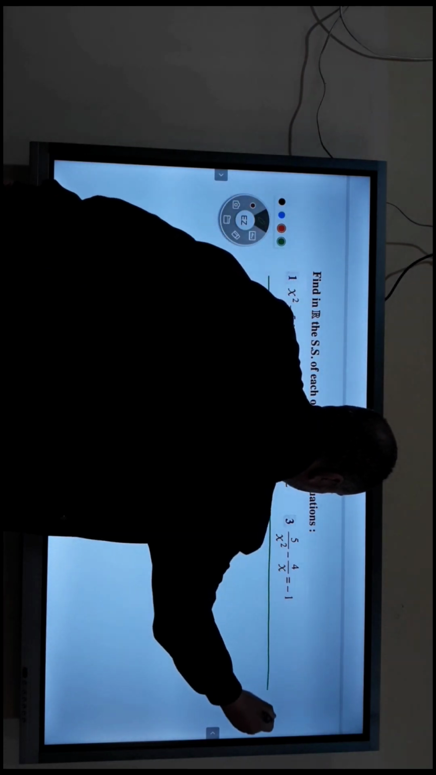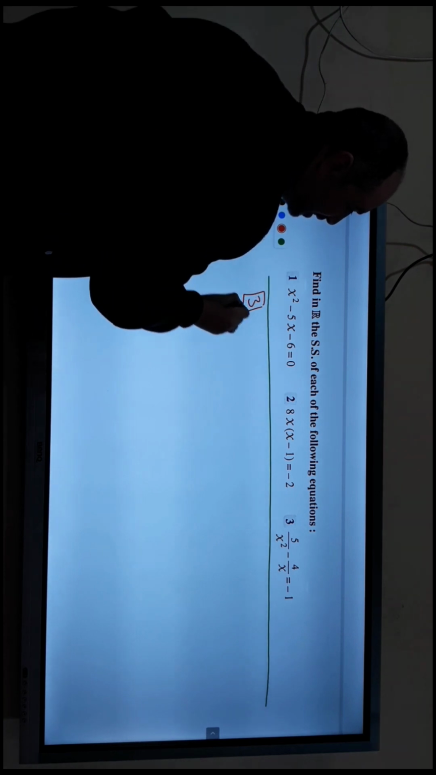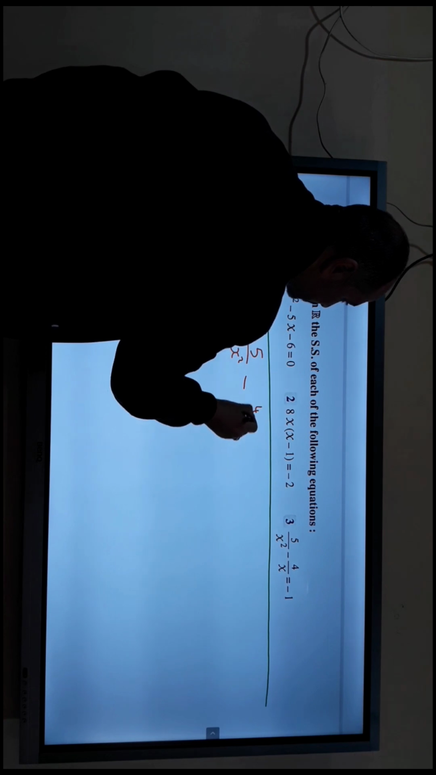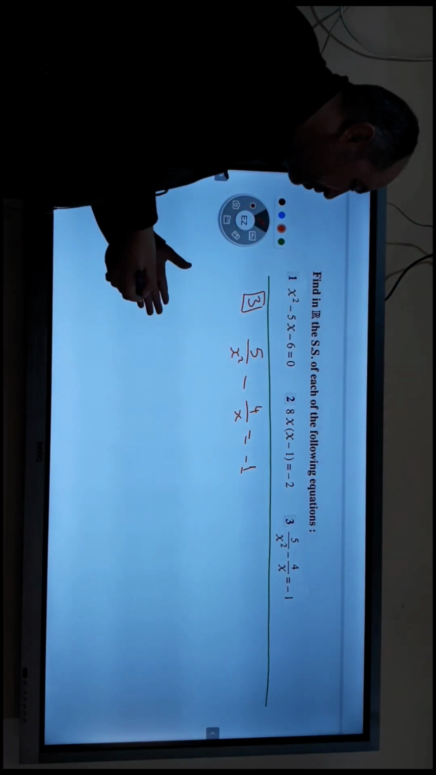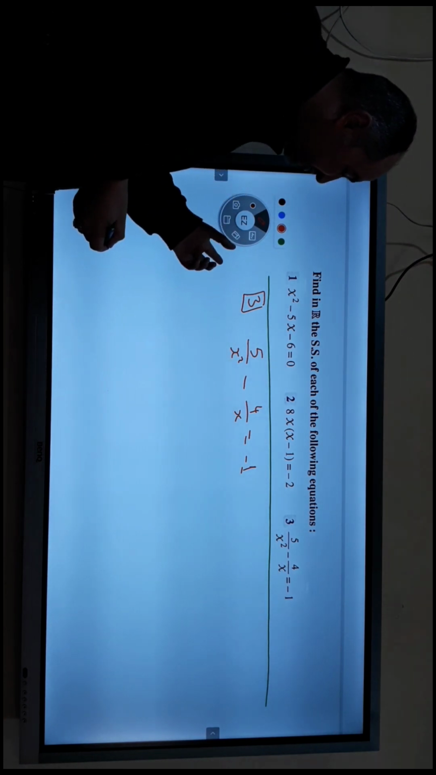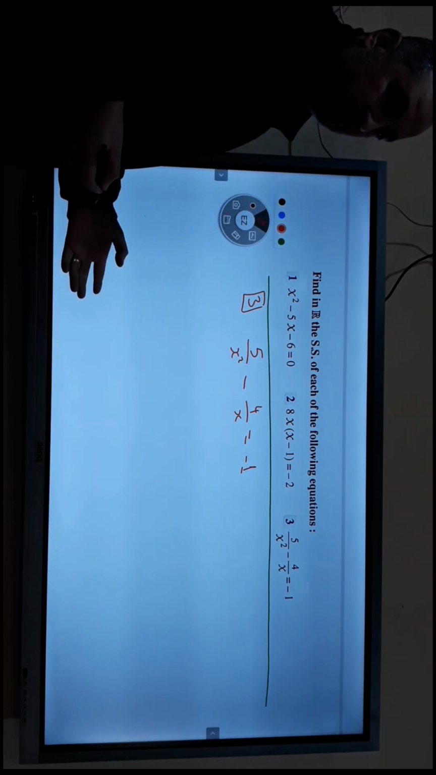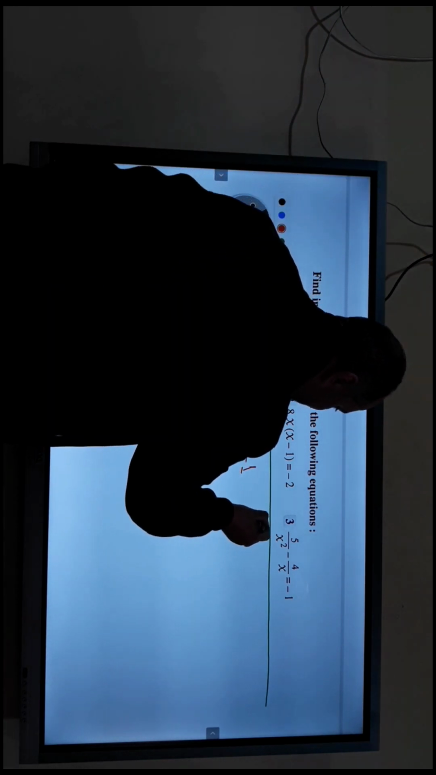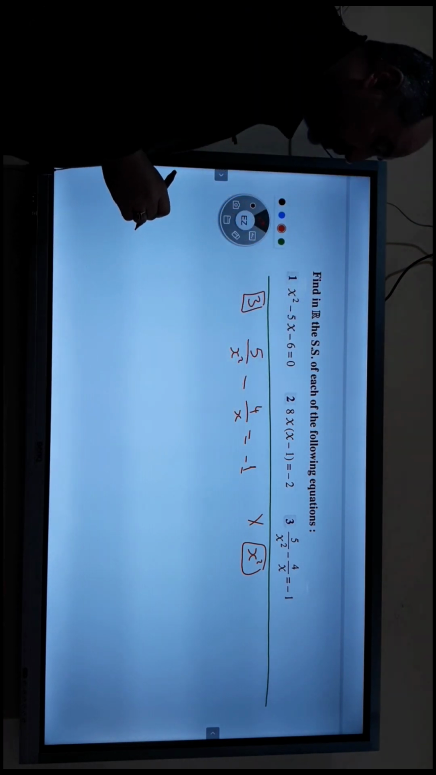The third example now, number 3. 5 over x power 2 minus 4 over x is equal to negative 1. How to solve this problem? We have now x power 2 in one denominator and x in the other denominator. To remove these denominators, we must multiply by x square. It is the highest power in the denominator.